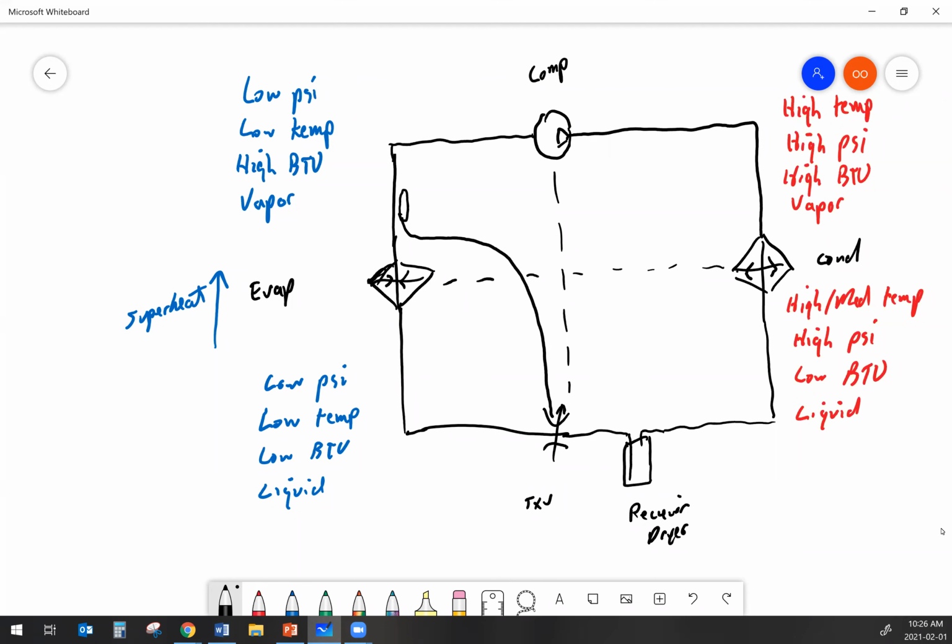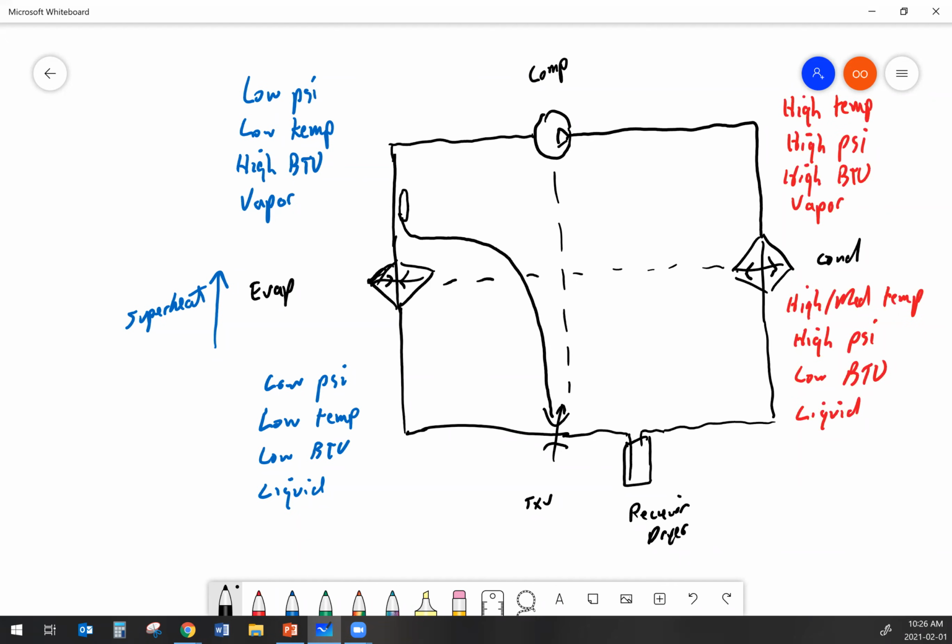So here's what happens. That temperature sensing bulb is actually filled with the same refrigerant as what's in the system. But without getting into that too much, the whole idea is that the bulb itself senses the outlet temperature of the evaporator. And if the outlet temp of the evaporator is too warm, that means we were warming up too much vapor. That means there wasn't enough liquid in the evaporator to keep it cool, keep it full, and soak up heat energy.